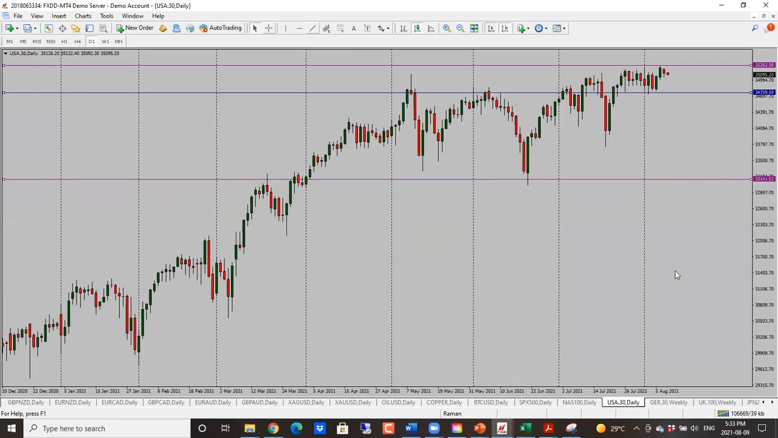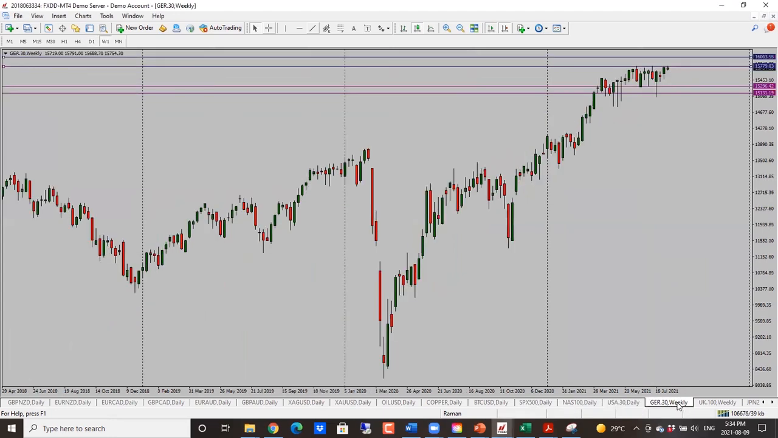And then Dow Jones, this one as well, we have a slightly bearish candle close, not super bearish though, but we may see a move back towards the bottom of the range. 34,750 is the target here. So bearish bias for Dow Jones.